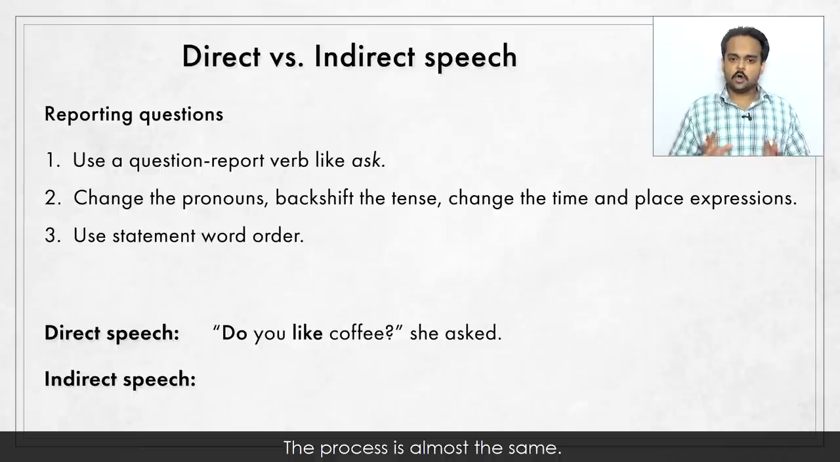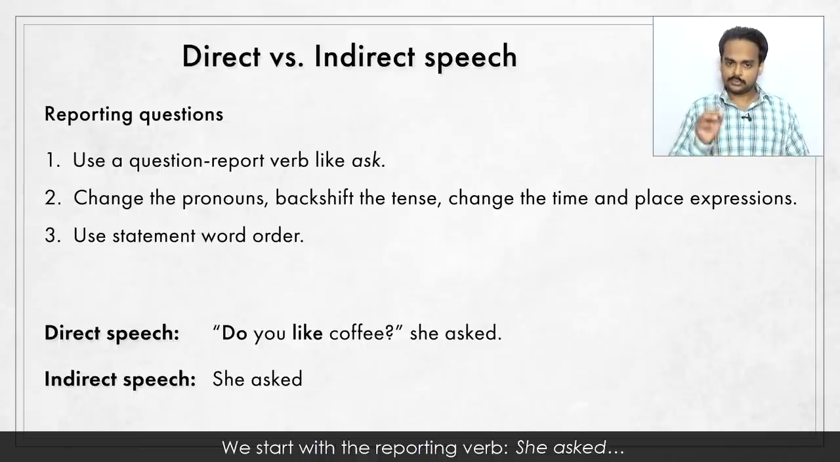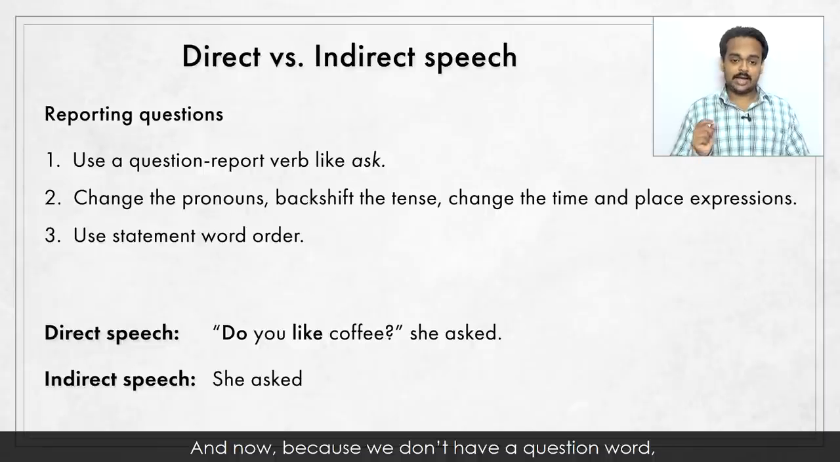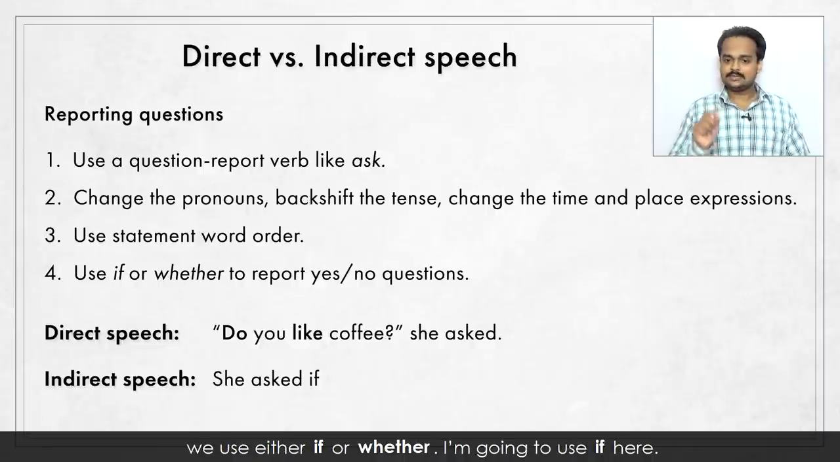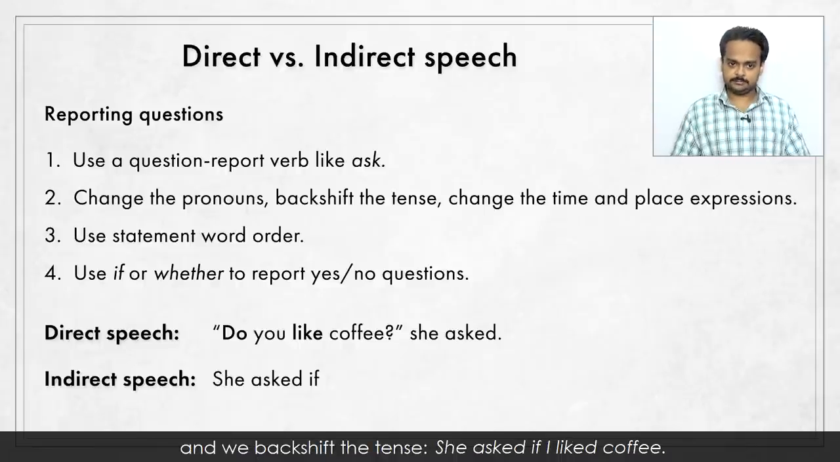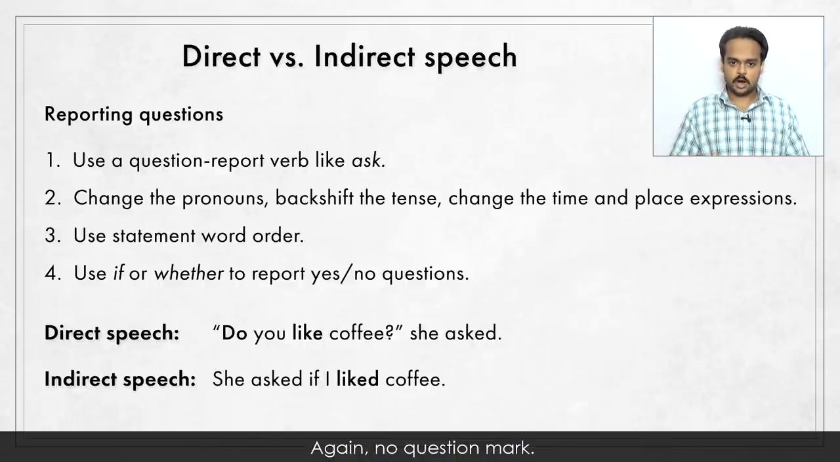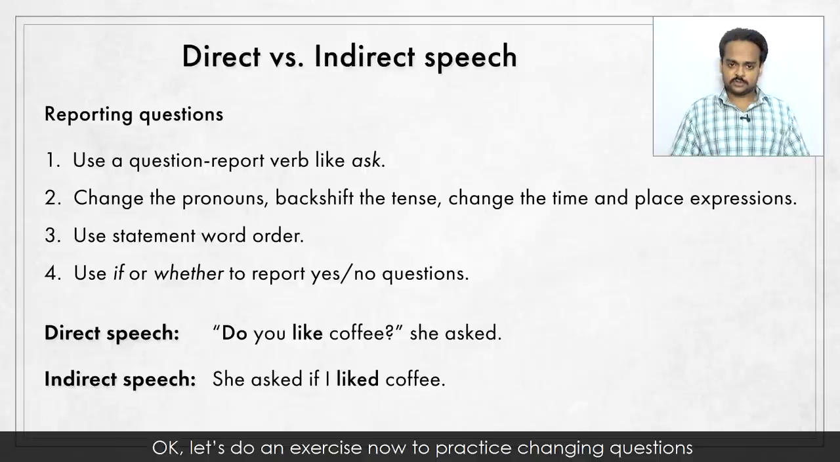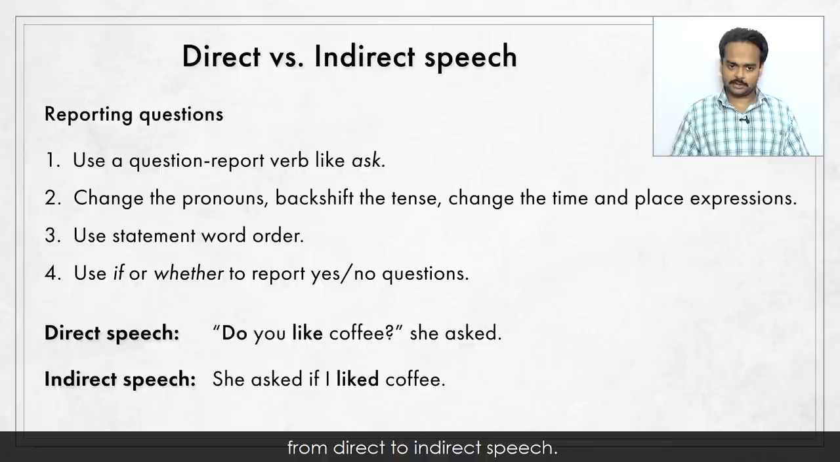The process is almost the same. We start with the reporting verb, she asked, and now, because we don't have a question word, we use either if or whether. I'm going to use if here, and then we just put the rest of the sentence in the form of a statement and we backshift the tense. She asked if I liked coffee. Again, no question mark.